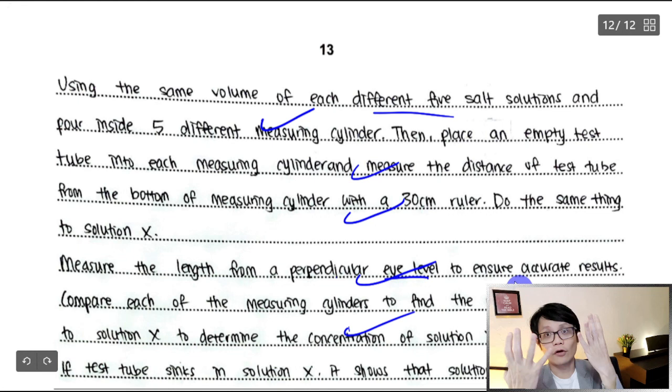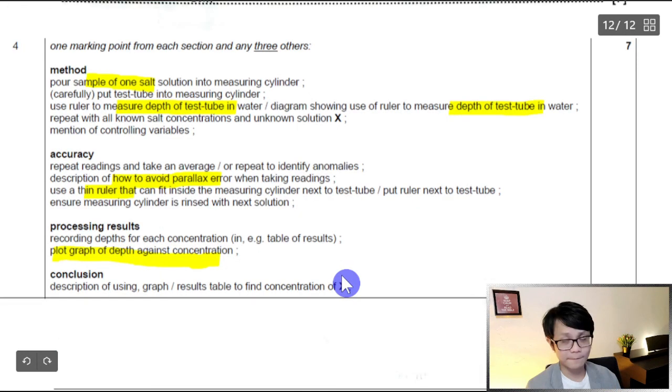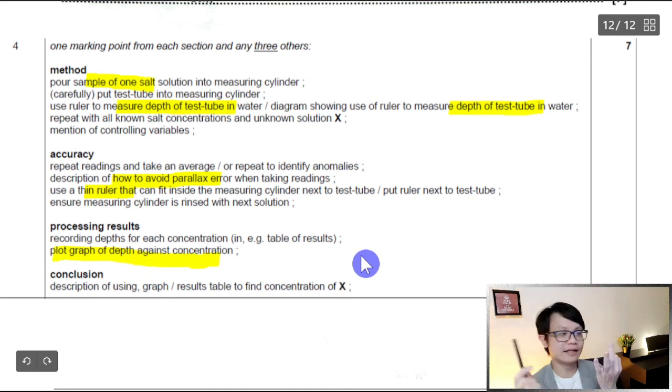And I already mentioned many times, plot a graph, processing result. Just write plot a graph or plot a table, and you will get 1 mark. The reason is when you do an experiment, no matter what experiment, there are always 3 things that you want. Either it's a graph, a histogram, a statistic, or a pie chart. But for our science experiment, usually it's a graph.